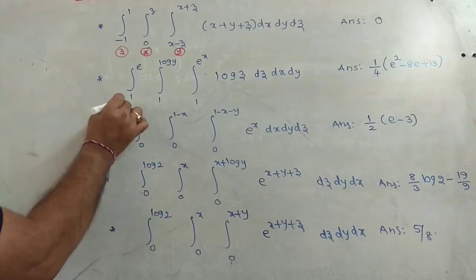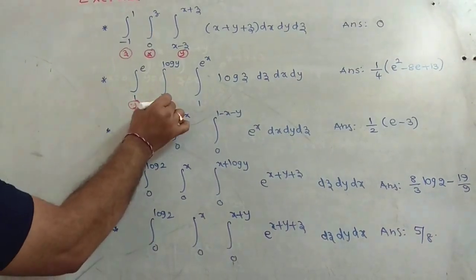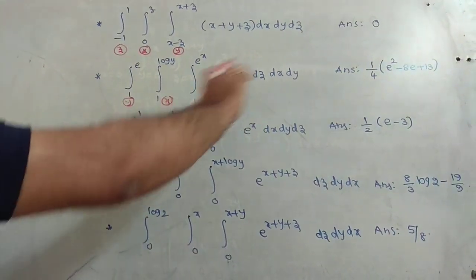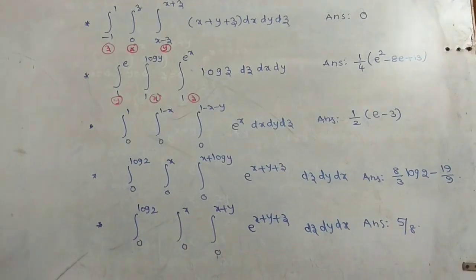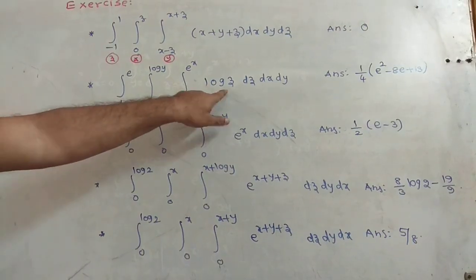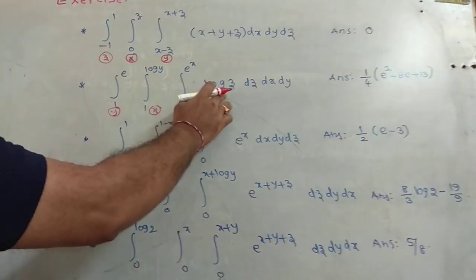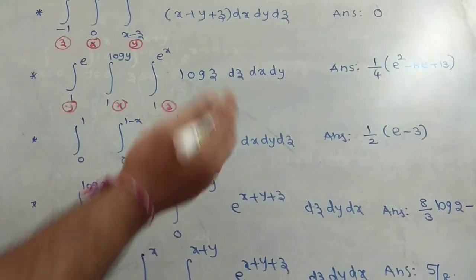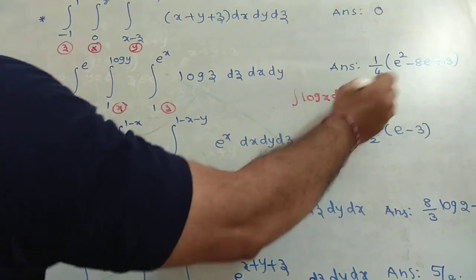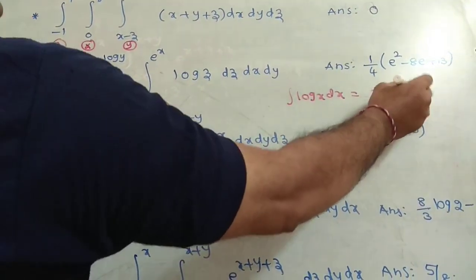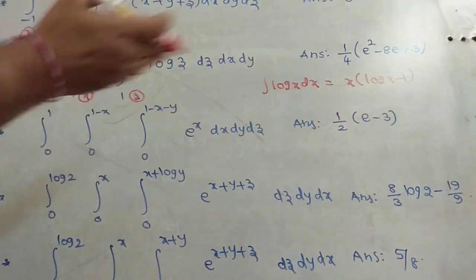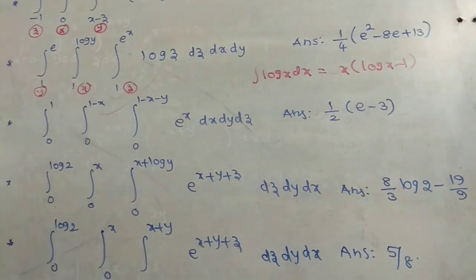It's opposite. This is the y integral. The next is x integral. The next is nothing but it is z integral. So just you do it and you can find out the answer. 1 by 4 e square minus 8e plus 3 plus 13. But look at log z integration. That log z integration can be taken as log z into 1. So I just give you one principle. Log x dx integration is nothing but it is x into log x minus 1. That is the principle for integral of log x. So based on that you can directly find out the answer, and that is your final one.